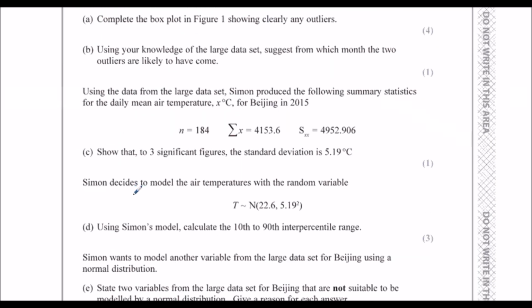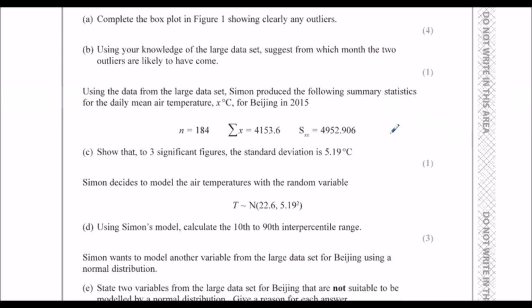And using the data from the large data set, Simon produced the following summary statistics for the daily mean air temperature for Beijing in 2015. So we've got n, 184, the sum of x, 4,153.6, and Sxx, 4,952.906. So show to three significant figures the standard deviation.